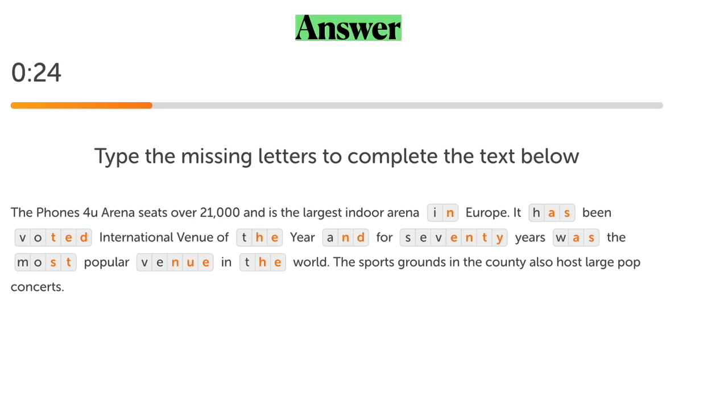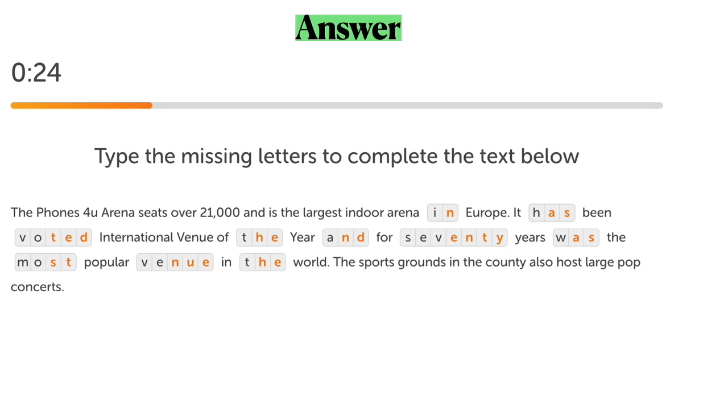It has been voted International Venue of the Year and for 70 years was the most popular venue in the world. In the first part of this sentence, we have used has because before been we need to use has, have, or had. Since the paragraph starts with the present tense, we can also put the present form of has or have in the first sentence. The third blank of the passage is a little bit tricky, but it's voted that we can put in here and it will make sense.